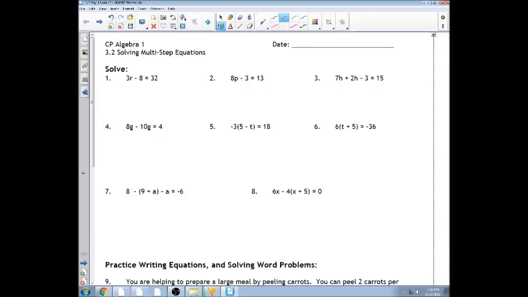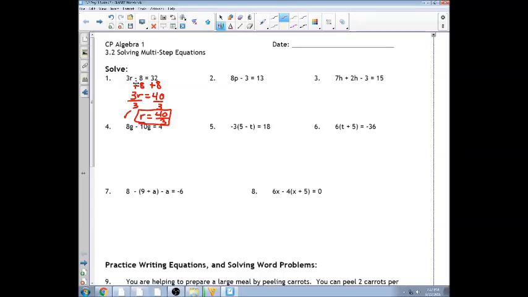Number 1, the first step is to add 8. Then we'd have 3r is equal to 40. Divide by 3, divide by 3, r is equal to 40 over 3. Make sure that you check your answers. I did, and 40 over 3 is correct. You can just type those straight through in your calculator.